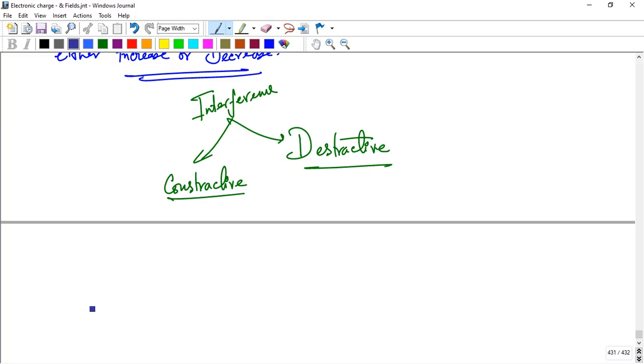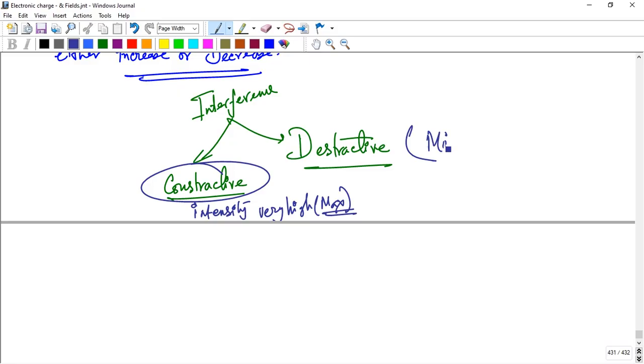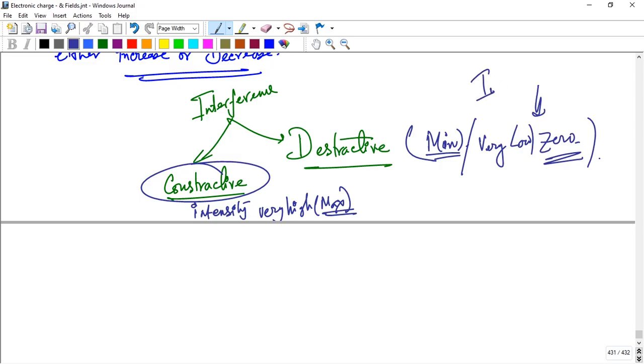So what is constructive interference? It means the intensity is very high, also called the maximum. And in destructive interference the intensity is minimum or very low, almost you can say zero. Mainly the intensity, the amplitude, goes to zero.